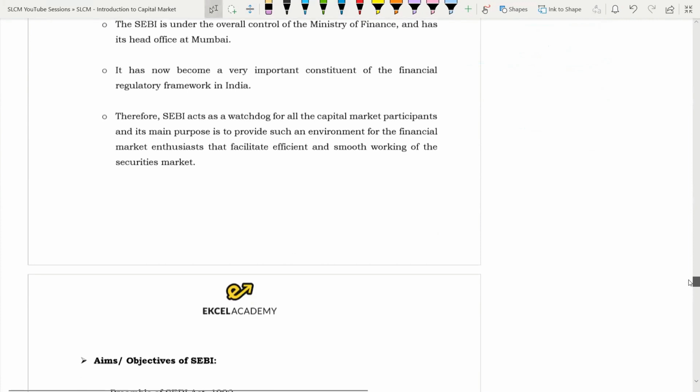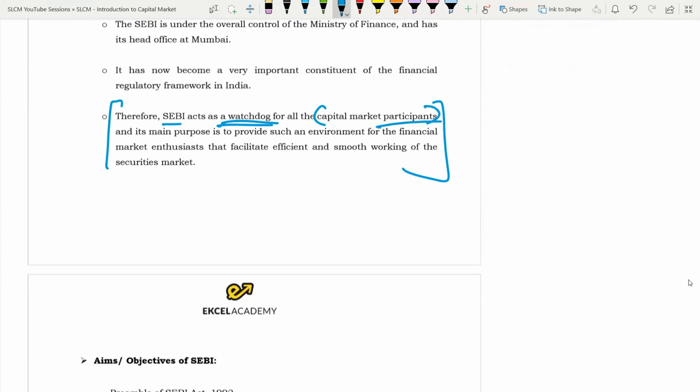SEBI comes under the control of the Ministry of Finance, like we have already discussed, and it has its head office in Mumbai. Now it has become a very important constituent of the financial regulatory framework. The most important thing is SEBI is the watchdog for all the capital market participants. Why? Because its main purpose is protecting the interest of investors.